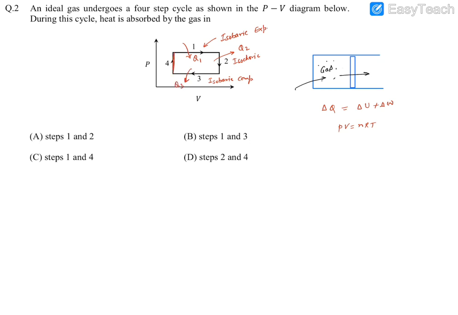Come to process 4. In this process 4, it is isochoric, of course. In this isochoric process, pressure is increasing. That means temperature is increasing. So you will find the work done is 0 and internal energy is increasing. That means the heat of the gas, that is of the system, is going to increase. So heat has to be supplied for that purpose. So this will be Q4.